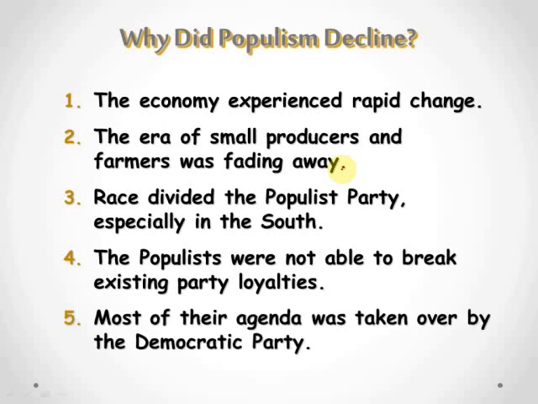And lastly, most of their agenda was taken over by the Democratic Party. What does that mean? The Democrats were taking over their plans and stuff. What the Populist Party stood for, what did the Democratic Party do? Yeah, they said, we'll do that. Oh, you want to have unlimited coinage of silver? We'll be the party of unlimited coinage of silver, which means, what don't you need? You don't need the Populist Party anymore. And so the Democratic Party took over their agenda, and there was no need for a Populist Party anymore.